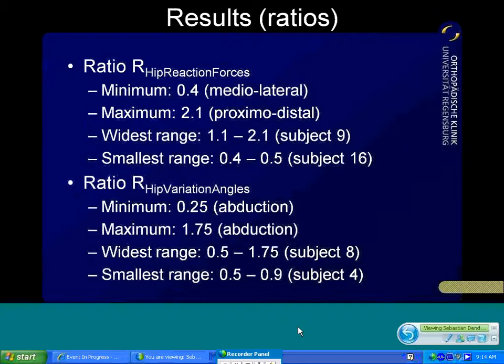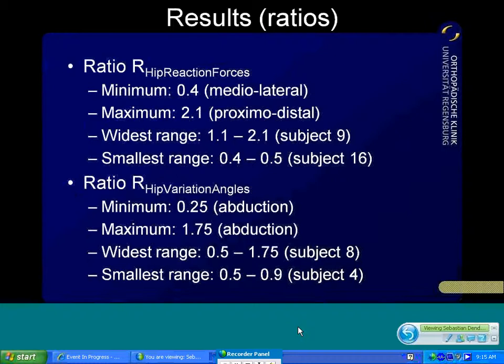So let's move on to the results in terms of ratio. We examined 2 different ratios as a measure for symmetry. First of all, the ratio R of the hip reaction forces, where we found the minimum to be 0.4 in the mediolateral hip reaction force, and a maximum of 2.1 in the proximal distal hip reaction force. The widest range of ratio appeared in subject 9 with 1.1 to 2.1, and the smallest range of ratios in terms of hip reaction forces appeared in subject 16 from 0.4 to 0.5.